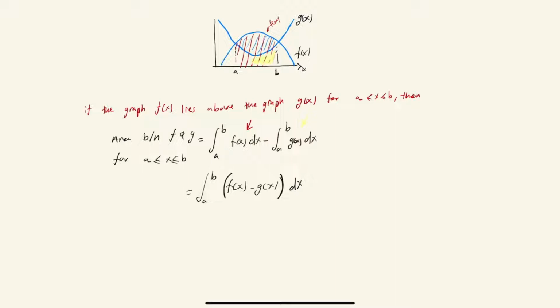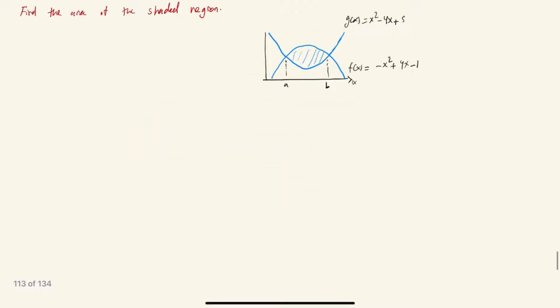What's left is the area between these two functions, which is the same as saying it's the definite integral from a to b of f of x, which is the top function on the interval, minus g of x, which is the bottom function, dx.